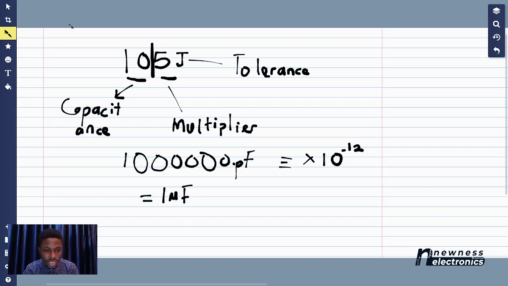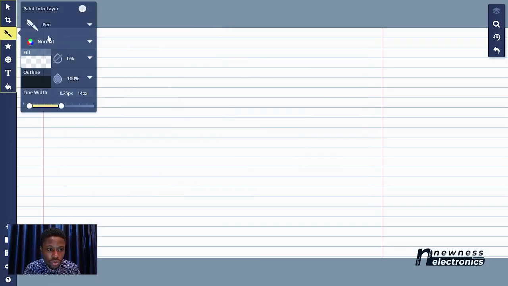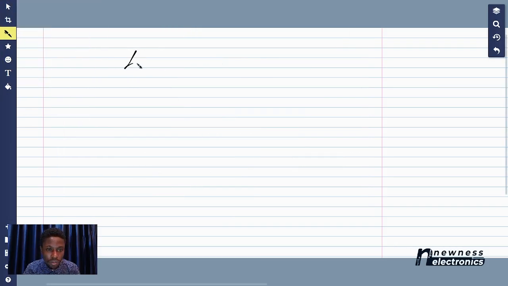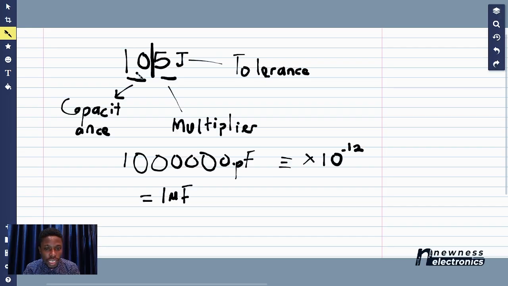Let's do one more example. Say you have a capacitor marked 472. Oh, I didn't mention the J. What does the J stand for? This J stands for the tolerance, and J is equivalent to 5% tolerance.